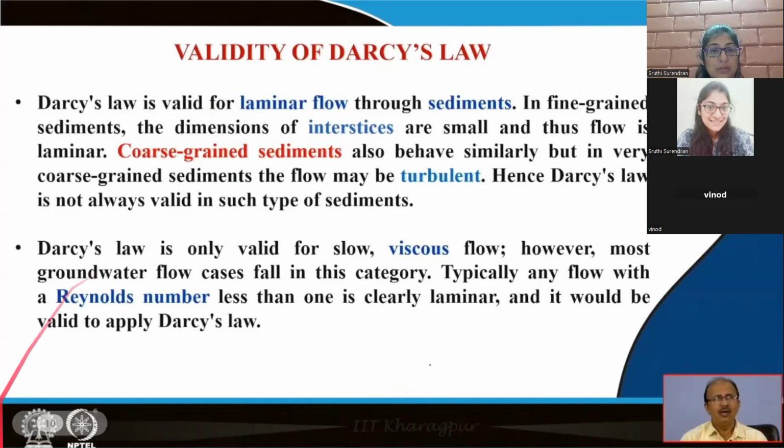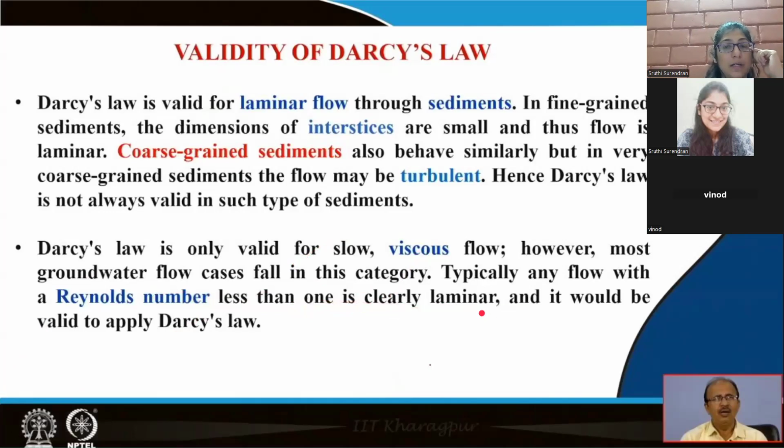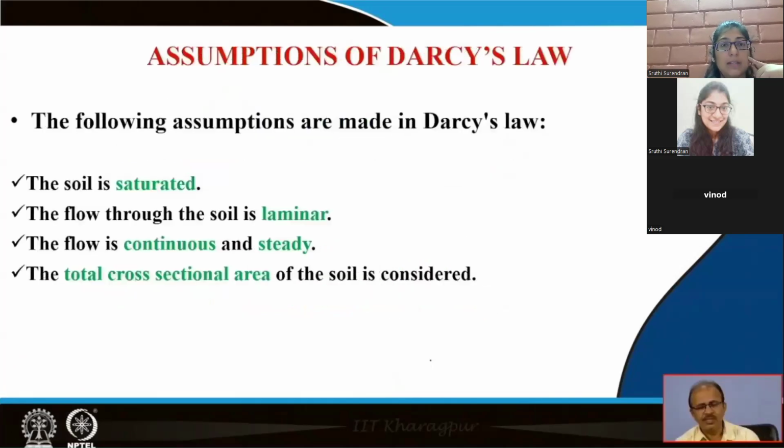And also here it is only valid for slow viscous flow where the Reynolds number is going to be less than 1. If the Reynolds number is less than 1, then we can say that it is a laminar flow. So these are the general assumptions of Darcy's law. The soil has to be saturated. You can't just unsaturate the soil, and movement of water in partially saturated soil is not possible.